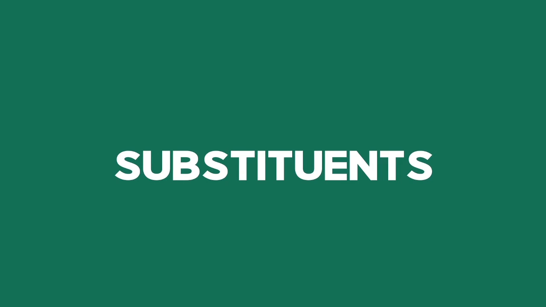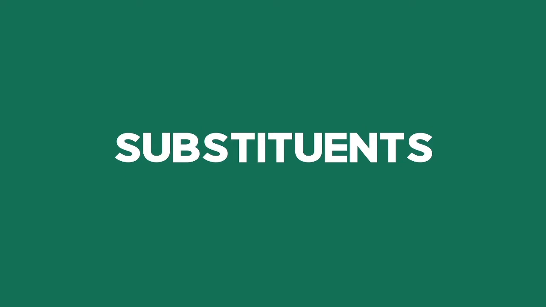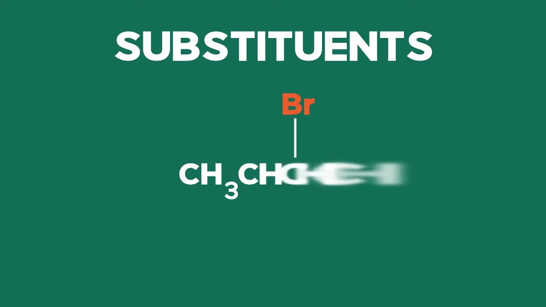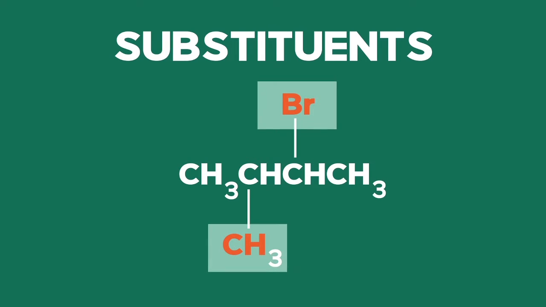The substituents are any other groups, not functional groups, that stick out of the main chain. These are most commonly halogens, members of group 7, or side chains. We list these substituents onto the front of our compound's root word.